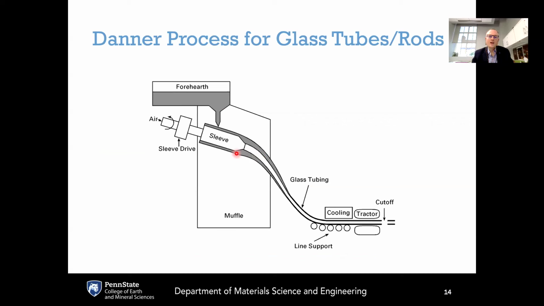The other thing you can do is instead of making hollow tubing, if you want to make a solid rod, you use the same process here, but instead of blowing air, you just pull a slight vacuum here. And if you pull a slight vacuum, then that will pull this glass tubing closed. And when you pull it closed, it becomes a solid rod instead of a tube. And then the rod continues down and goes across the conveyor here.